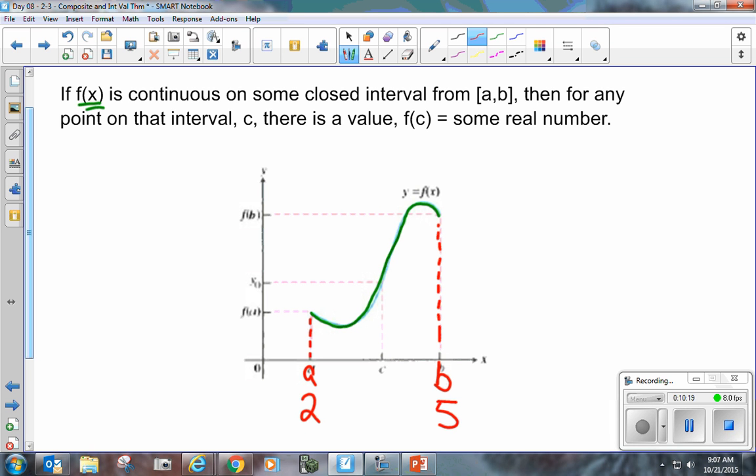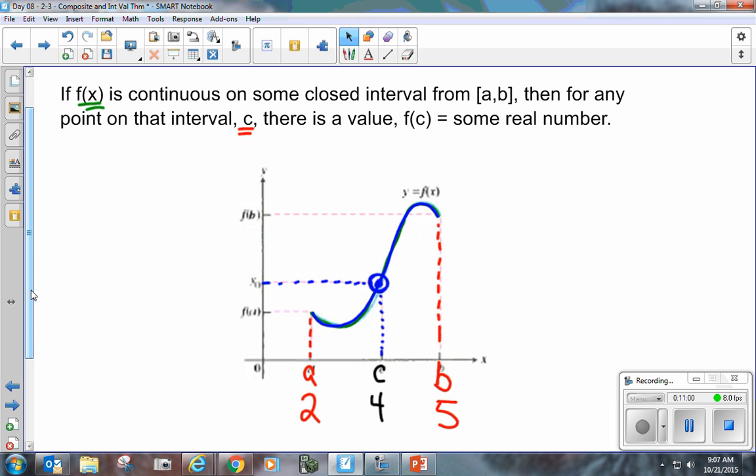Then there's some value C in that interval. Well, here's C. There has got to be some value between A and B. So in our case, between 2 and 5. I don't know, let's call this 4 maybe. Where there exists a value f of C, which means if I have an x value for 4, there has to be a y value. That just means there has to be a coordinate right there. There has to be something there. And that makes sense, doesn't it? If this is continuous from the beginning to the end, then I can pick any point in between here, and there'll be an actual coordinate. There's no hole, there's no asymptote, there's no jump, discontinuity. It is continuous.